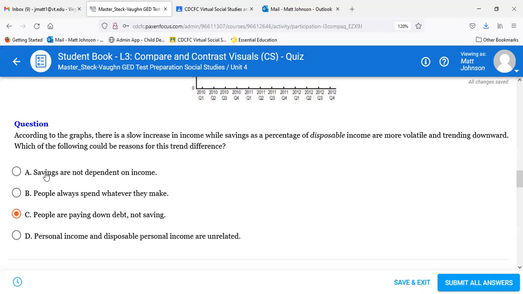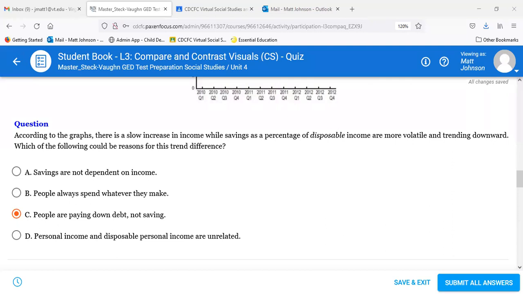And then thinking about those ideas, well, savings are not dependent on income. No, absolutely they are, right? Because how much you make depends on how much you're going to be able to save. People always spend whatever they make. Well, sometimes it feels that way, and sometimes it gets us into trouble. The idea is that you are using your money responsibly. You can't just make that inference by what we see here. And then last one, personal income and disposable personal income are unrelated. Those are very related because they both come from the same pool of money, basically.